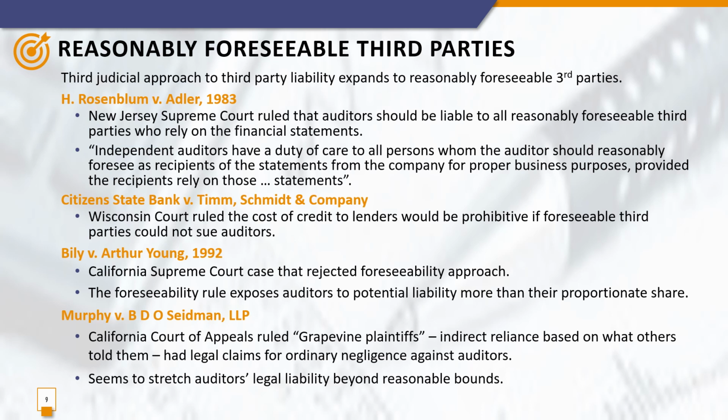Another important case that followed this approach was Citizens State Bank versus Timm, Schmidt and Company. In this case, the bank sued the public accounting firm after relying on financial statements for one of its debtors that had been audited by Timm. The Wisconsin court used several reasons for extending auditors' liability beyond privity. The Wisconsin court ruled that the cost of credit to lenders would be prohibitive, and foreseeable third parties could not sue auditors. Since 1987, though, no state high court has adopted this foreseeable approach to accountants' legal liability, while a large number have approved or adopted one of the narrower standards.